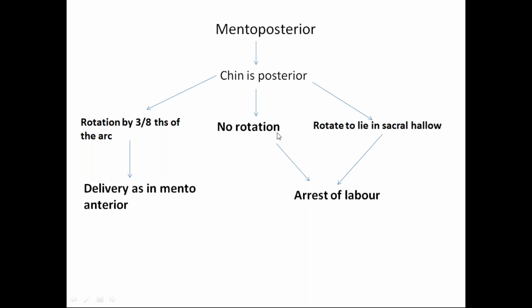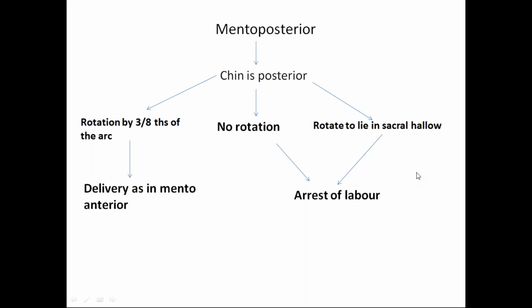But if it remains like that, no rotation, persistent mento posterior, or it has rotated to the sacral hollow, reversal of rotation, that is direct occipito posterior. So in such cases, there is no normal mechanism of labor for this and it leads usually to arrest of labor, later on to prolonged labors, then obstructed labor, and maybe rupture of the uterus. So one of the causes for rupture of uterus is deep transverse arrest. Likewise, in deep transverse arrest also there is no normal mechanism of labor.